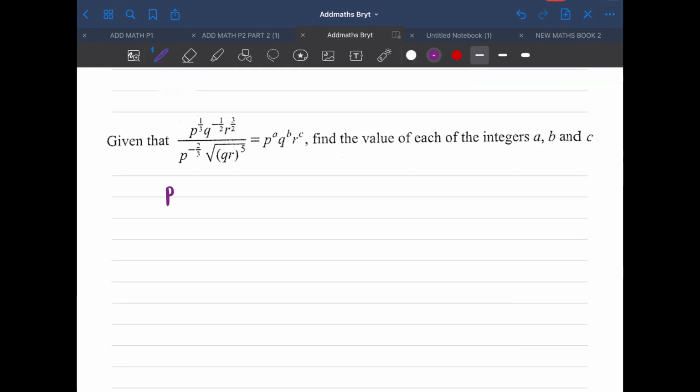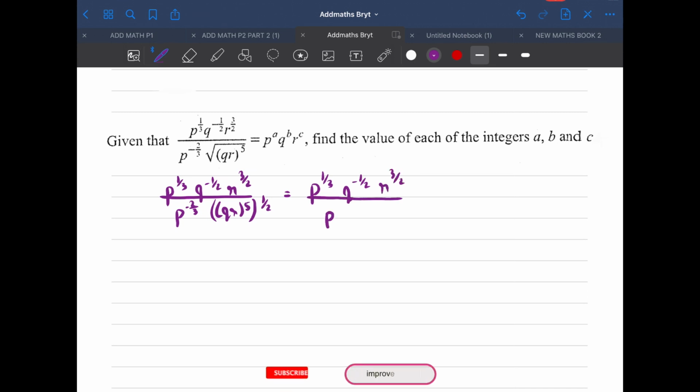Here, p power 1 upon 3, q power minus 1 upon 2, r power 3, divided by p power minus 2 upon 3, q r power 5, whole power 1 upon 2. Square root का मतलब power half होता है, right? So now it's going to become p power 1 upon 3, q power minus half, r power 3 upon 2, divided by p power minus 2 upon 3, q power 5 upon 2 and r power 5 upon 2.